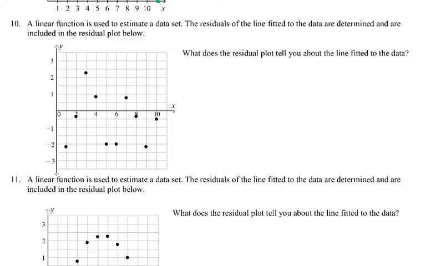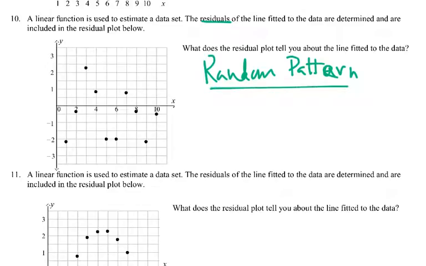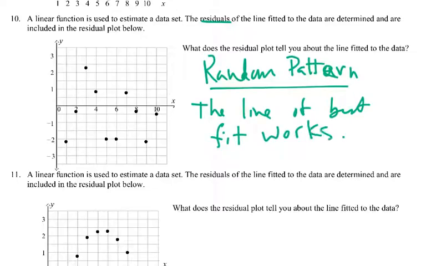So now number 10 says a linear function is used to estimate a data set. The residuals, remember that residual tests our line of best fit, is below. Okay. What does that tell us? So remember, what we're looking for is a random pattern. If it's a random pattern, then our line of best fit is a good line. If it's a shape, it's not a good line. So we've got a random pattern here, which tells us that we have a good line of best fit. Could it be the best? Maybe not, but it works.